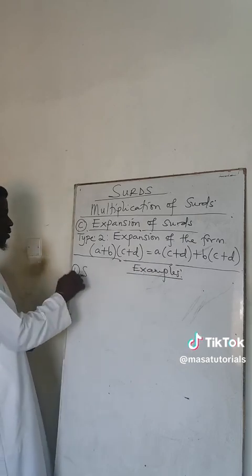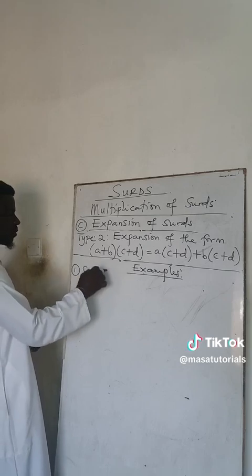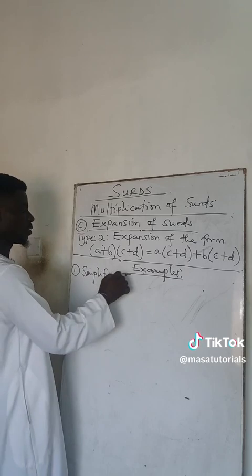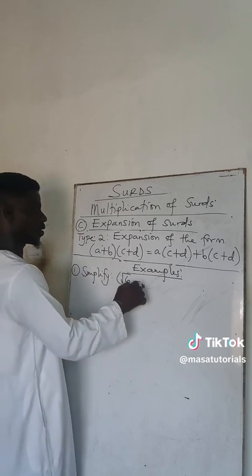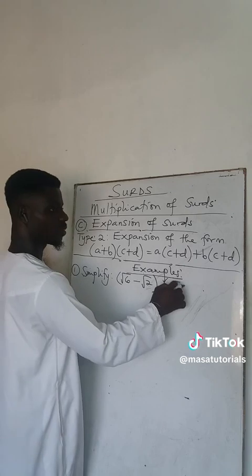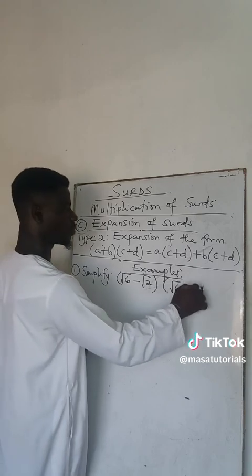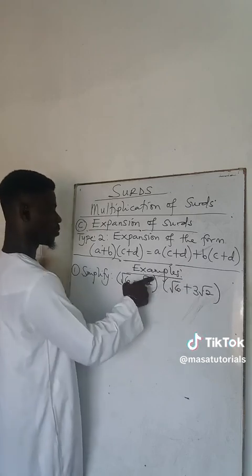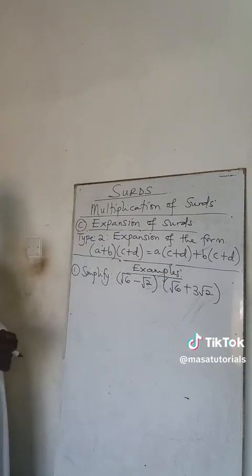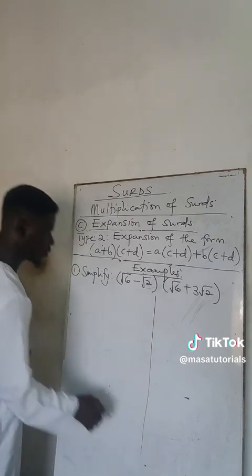Example 1. Simplify: square root of 6 minus square root of 2, times square root of 6 plus 3 square root of 2. So this is what we have. Alright, so solution.